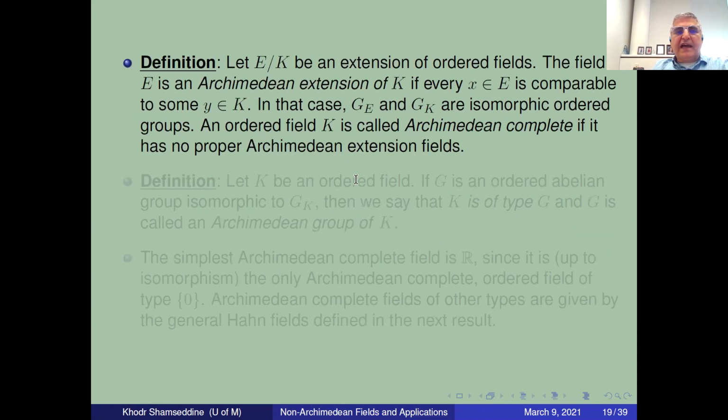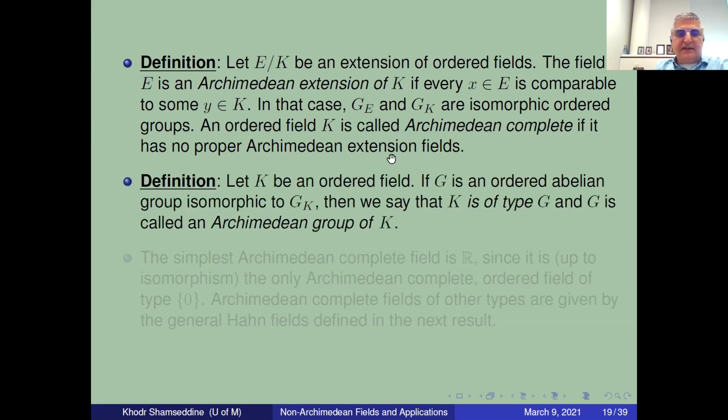Let E/K be an extension of ordered fields. Then we say that E is an Archimedean extension of K if every element x in E is comparable to some y in K. And in this case, G_E and G_K will be isomorphic ordered groups. An ordered field K is called Archimedean complete if it has no proper Archimedean extension fields. So we cannot extend it any further with another ordered field that is an Archimedean extension of the original field.